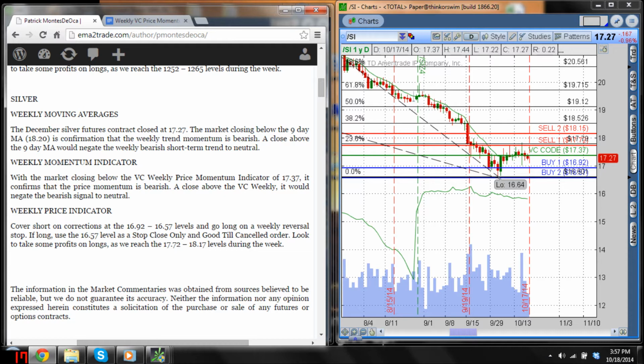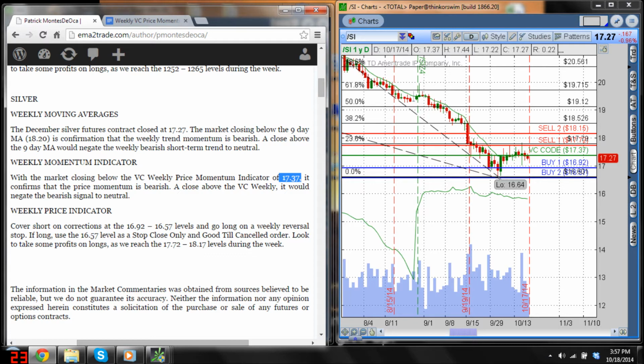The market basically closed in silver at 1727 on Friday. The market closing below the 9-day moving average of 1820 is confirmation that it's still a little bit bearish, but a close above it would negate the weekly bearish short-term trend to neutral. The market closing below the price momentum indicator of 1737 confirms that the price momentum is bearish, and a close above the VC weekly would negate the bearish signal to neutral.